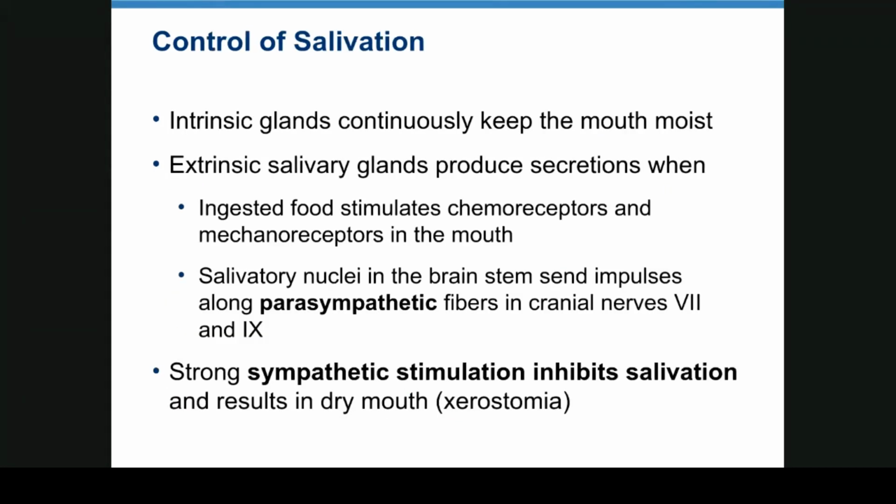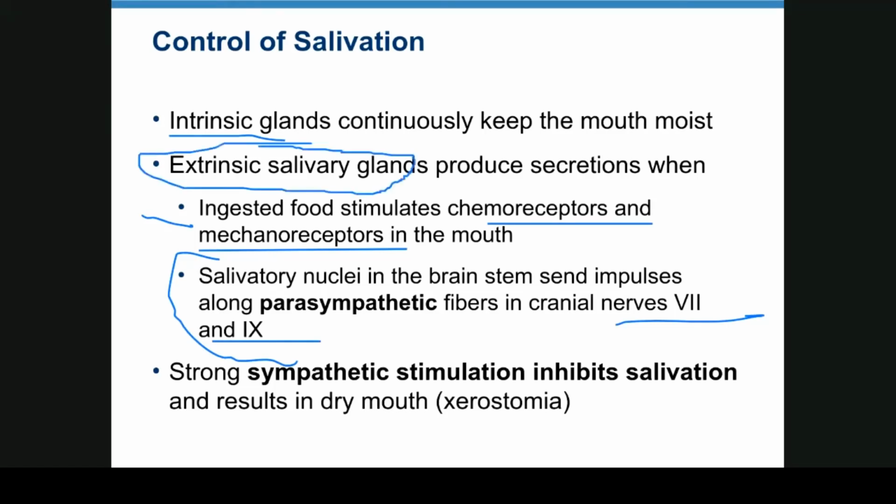Control of salivation: intrinsic glands in the mouth continuously keep the mouth moist, so they should be going all the time. And extrinsic glands should only start producing secretions when you ingest food and stimulate chemoreceptors and mechanoreceptors in the mouth. Now, these are both stimulated by parasympathetic stimulation in cranial nerves 7 and 9. You can even think about food and start salivating with these extrinsic salivary glands.